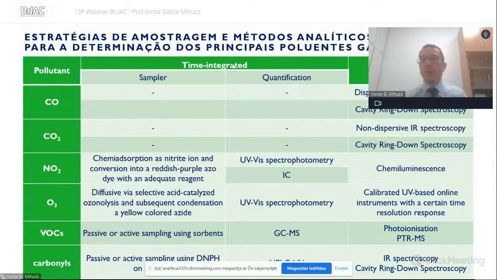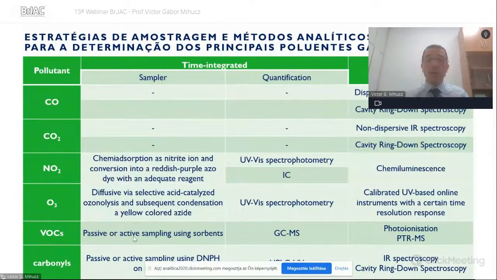This means, for example, that in time integrated mode, if you look at NO2, nitrogen dioxide, it can be determined in the form of chemisorption, for example as nitrite ion, and converted into a reddish purple azo dye, which can be determined spectrophotometrically, by UV photometry. Or, if we already have the nitrite or nitrate ion, it can be determined by ion chromatography. For ozone, in the case of time-integrated analysis, we also have a diffusive way, with subsequent ozonolysis and condensation to form an azide, which can be determined by UV spectrophotometry.